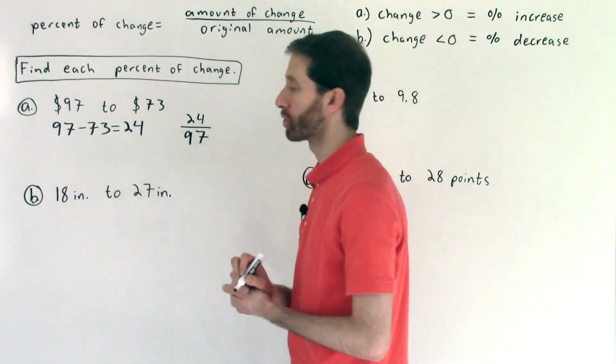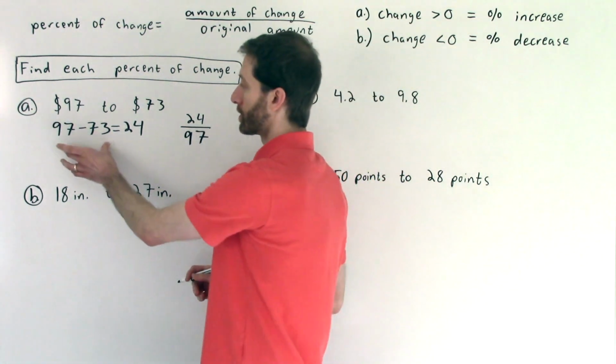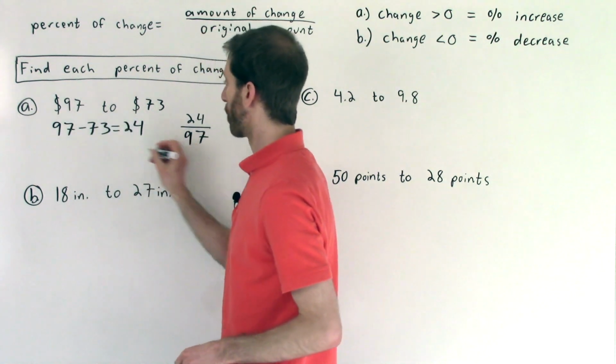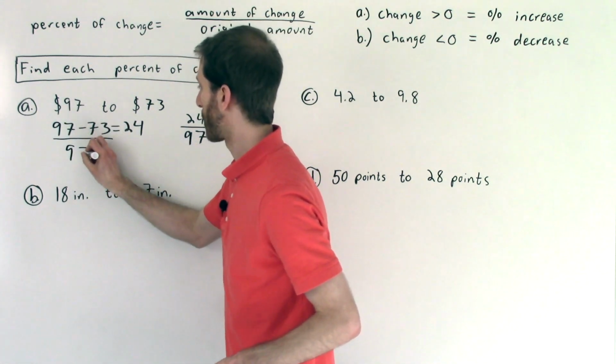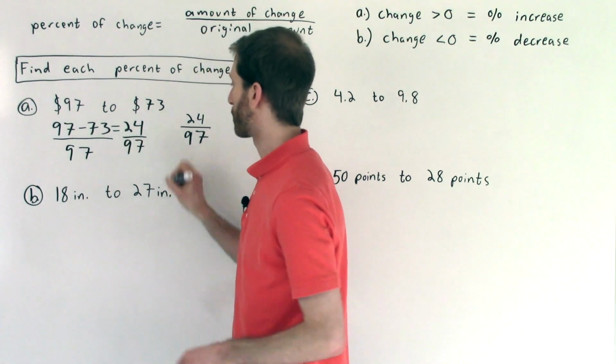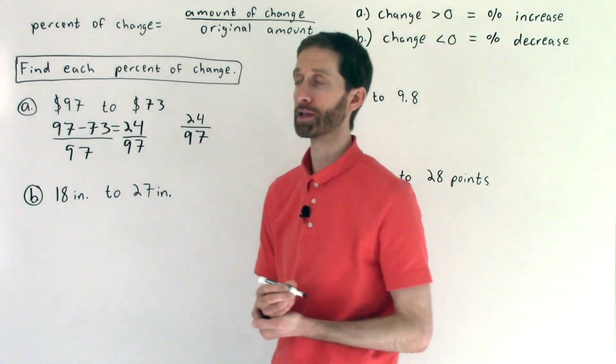So I like to do these in individual parts. Some teachers teach it, take all of this number and put it directly over 97. So some people will do it this way. Either way works for me. I like to do it in pieces. It makes more sense to me.